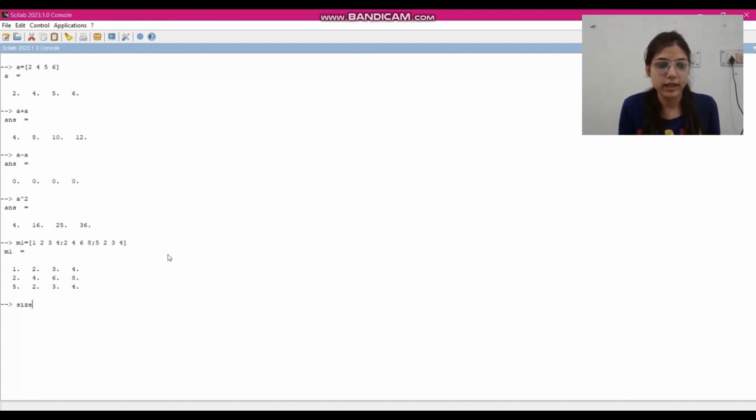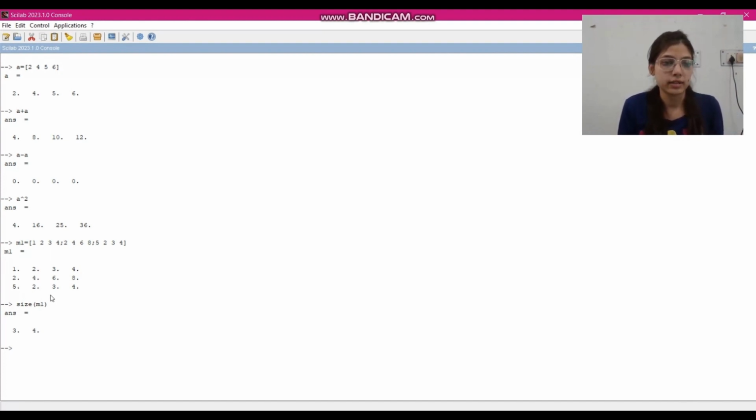But here we can also find it by writing size of M1. We write size of M1 and then we can see 3, 4, which means it is a 3 cross 4 matrix. So this is how we write a matrix in Scilab. So this is the matrix entries, and the next thing is we do matrix operations, the same way we do with arrays.